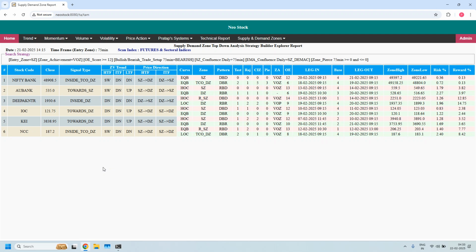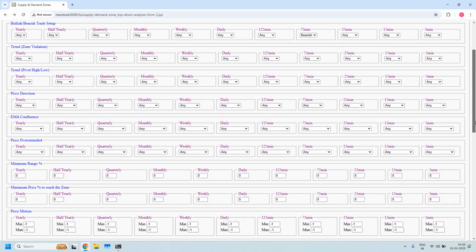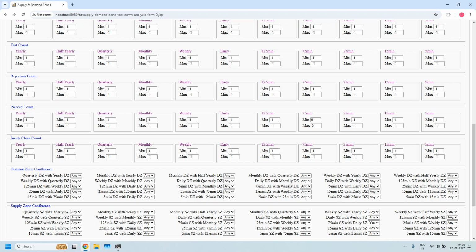Okay, next let us look into LTF, ITF and HTF supply zone confluence supported stocks. I am removing the EMA filter. In the supply zone confluence, we should set 3 filters. The first filter is already enabled, that is 75 supply zone with daily supply zone confluence. Next, 75-minute supply zone with weekly supply zone confluence, and then daily supply zone with weekly supply zone confluence.